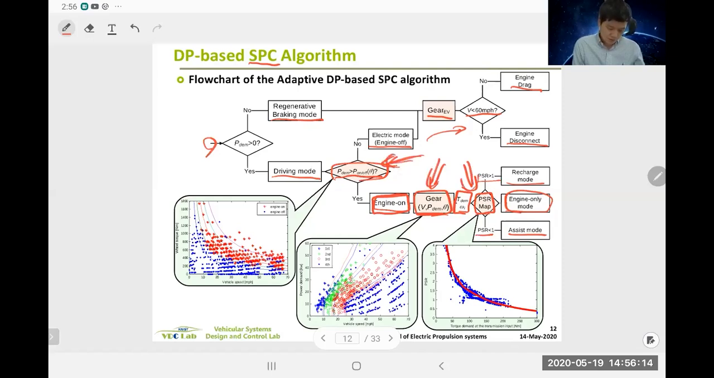So here, what should be the threshold power? Here, what should be this map, right? And then this is the power split ratio map. So we can use these three strategies we extracted from DP inside of this rule-based controller. So we are still using a rule-based controller, but then the key decisions can be learned from DP.